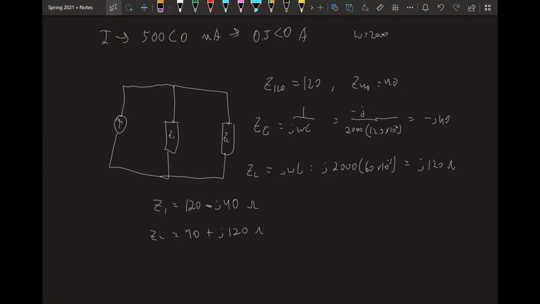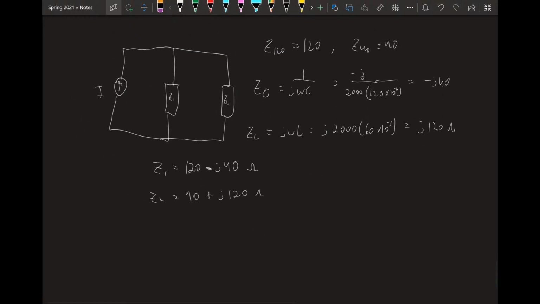So now we have both of these impedances, and we have a current. Let's use current division to find that current. We want to solve for this current, so I is going to equal the big I coming in times Z1 over Z1 plus Z2. Let's plug all our numbers in.